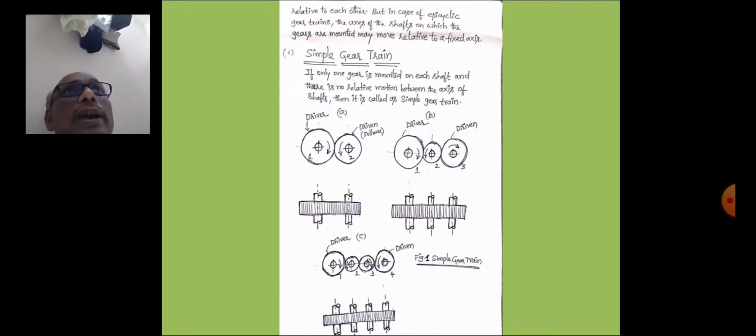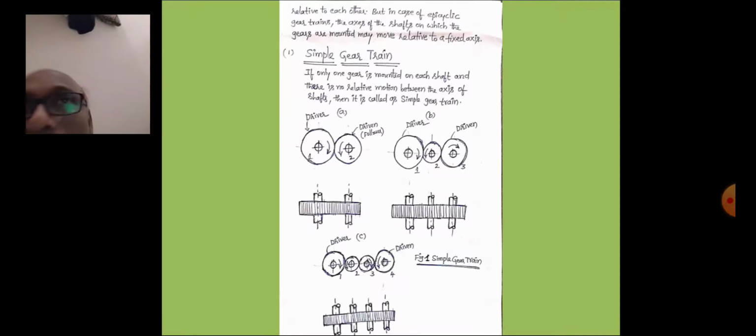So intermediate gears are called idle gears. They are not going to affect, just like out of 79, if 5 or 6 such students fail in the subject, it may not gauge whether I am a good teacher or a bad teacher. So it doesn't affect it.